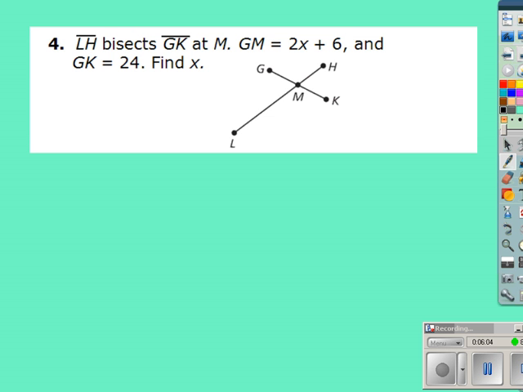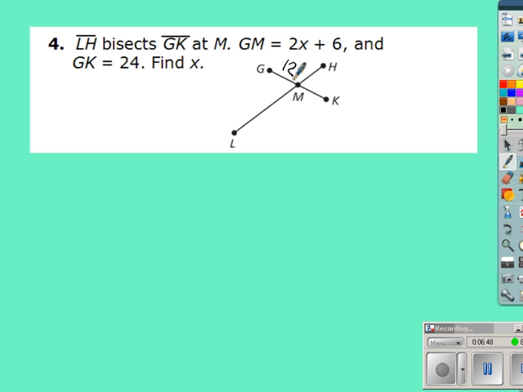All right, one last problem here. Line segment LH bisects line segment GK at M. So remember, if it bisects, it goes right down the middle. GM equals 2x plus 6, and GK equals 24. Find x. So take a minute, pause, see what you can do. All right, so when we're looking at this, the first thing I would do is notice that since LH goes right down the middle of GK, bisects that line segment, since GK is 24, GM, halfway, has to be 12.